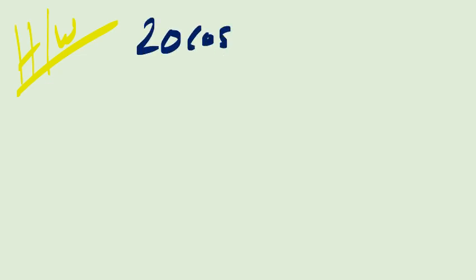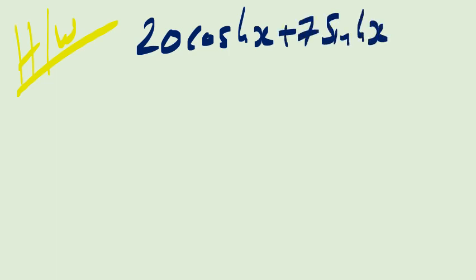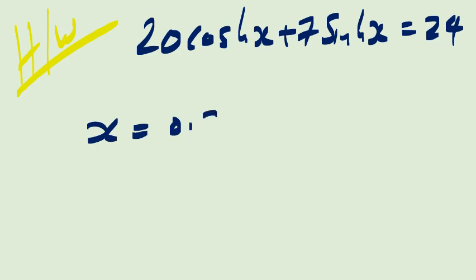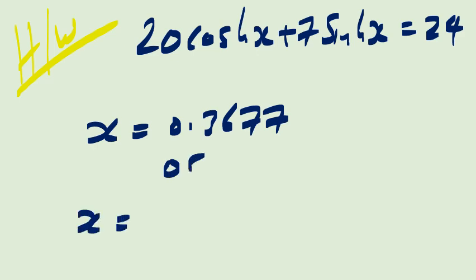Okay, so homework. Of course, homework. So solve for x here. So the first one is 20 cos x plus 7 sin x equals 24. Please check the answer. You got 2 possible solutions. Remember, it's a quadratic. x equals 0.3677, or x equals minus 1.0999. Okay, that's the first one.